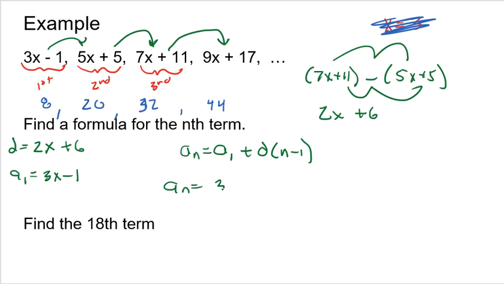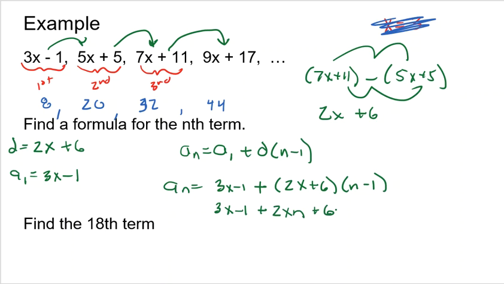So the first term is 3x minus 1 plus, now I got to put this in parentheses because the common difference is not a single number. It's an expression, 2x plus 6 times n minus 1. So there it is. Now listen, I could go ahead and do some distribution back here if I wanted to. I could certainly clean this up. Let's go ahead and do that. 3x minus 1 plus, okay, so I get 2xn. On the inside, I get a 6n.